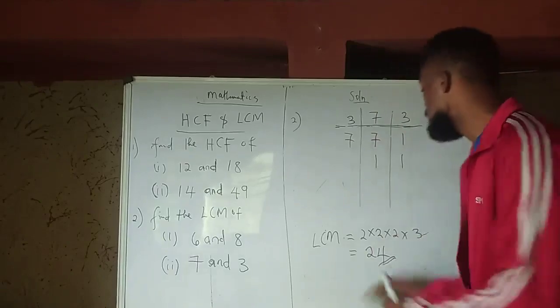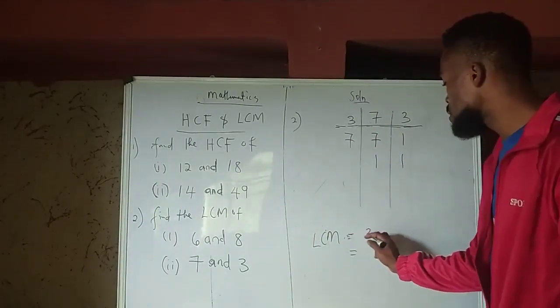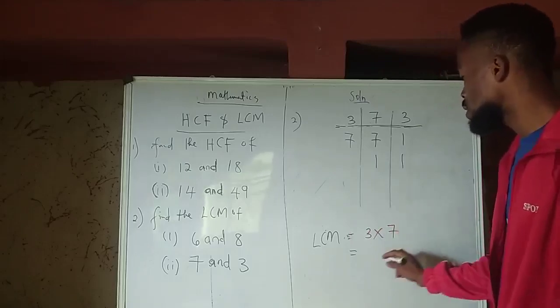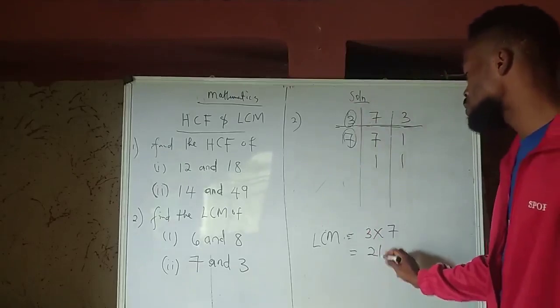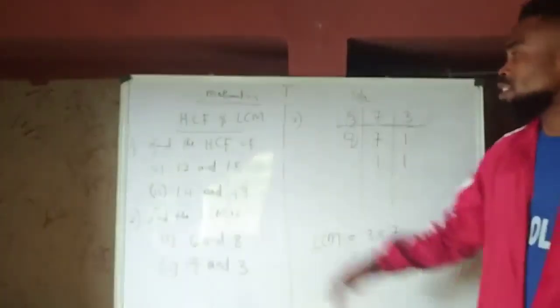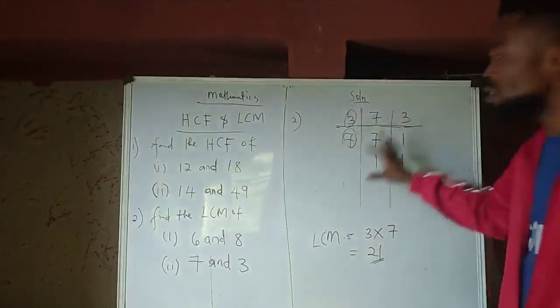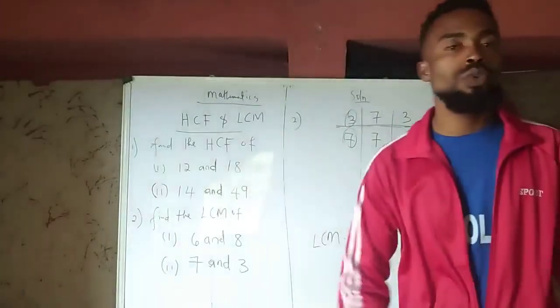So the LCM of 7 and 3 is just going to be the product of 3 and 7, that's this 3 and this 7, which gives us 21. So if you follow this, you can actually find the LCM and HCF of any number anywhere in the world.